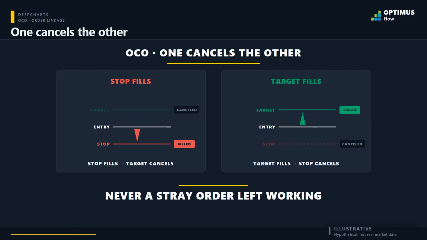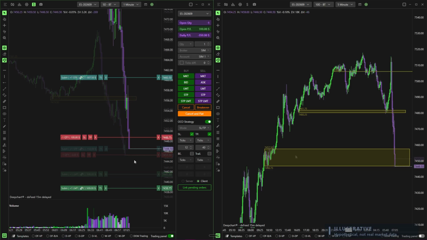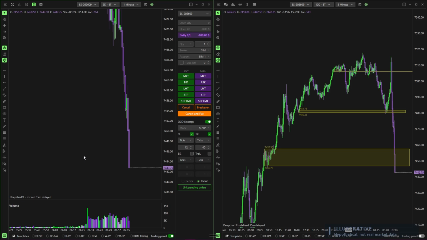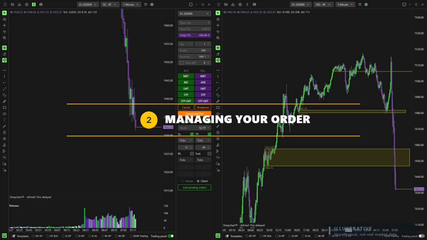So let's say we're looking here on the 5-minute and we want to sell. So now let's say we're short, and I'm going to move my stop to an irrelevant level so it doesn't get hit. But let's say I think it's going to stop here. As soon as I got filled, it canceled my stop. So whether your stop gets hit first or your take profit, you're never left with a stray order sitting out there.